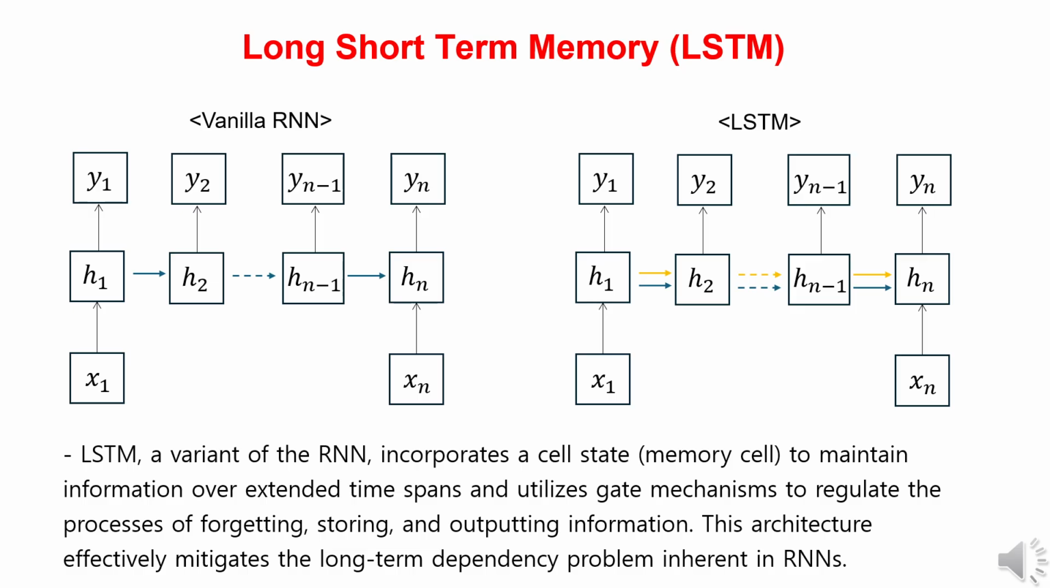As explained in the previous slide, a vanilla RNN is a sequential neural network in which the hidden state from the previous time step is continuously passed to the next, allowing past information to influence the current output. LSTM, a variant of RNN, incorporates a cell state to maintain information over extended time spans and utilizes gate mechanisms to regulate the processes of forgetting, storing, and outputting information. This architecture effectively mitigates the long-term dependency problem inherent in RNN.